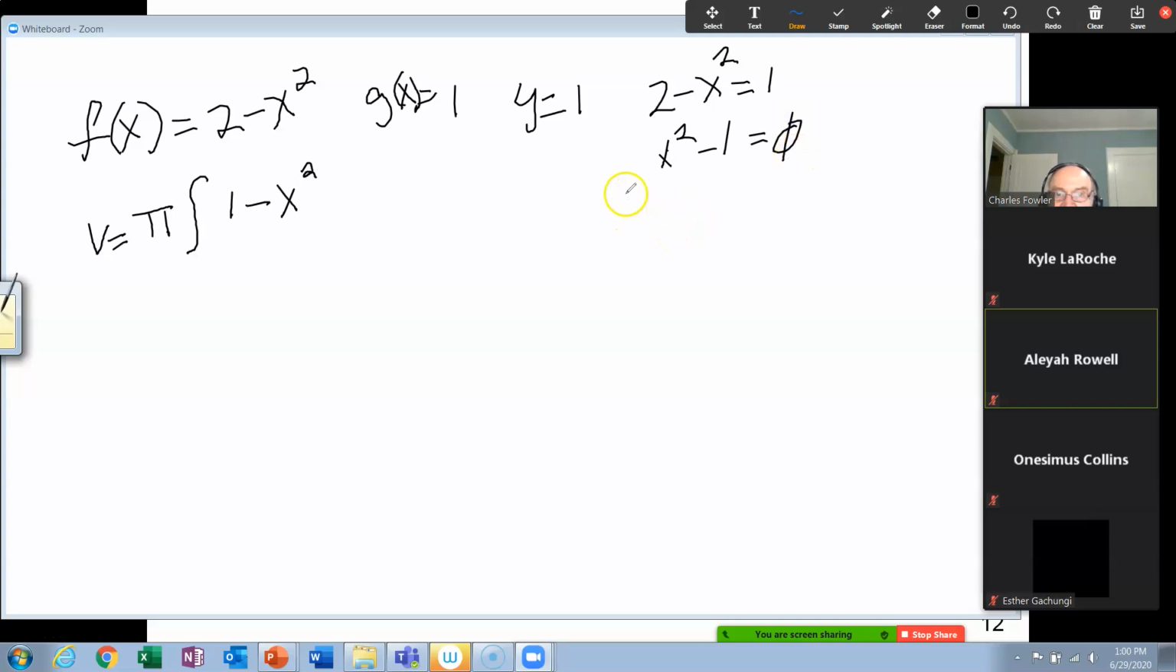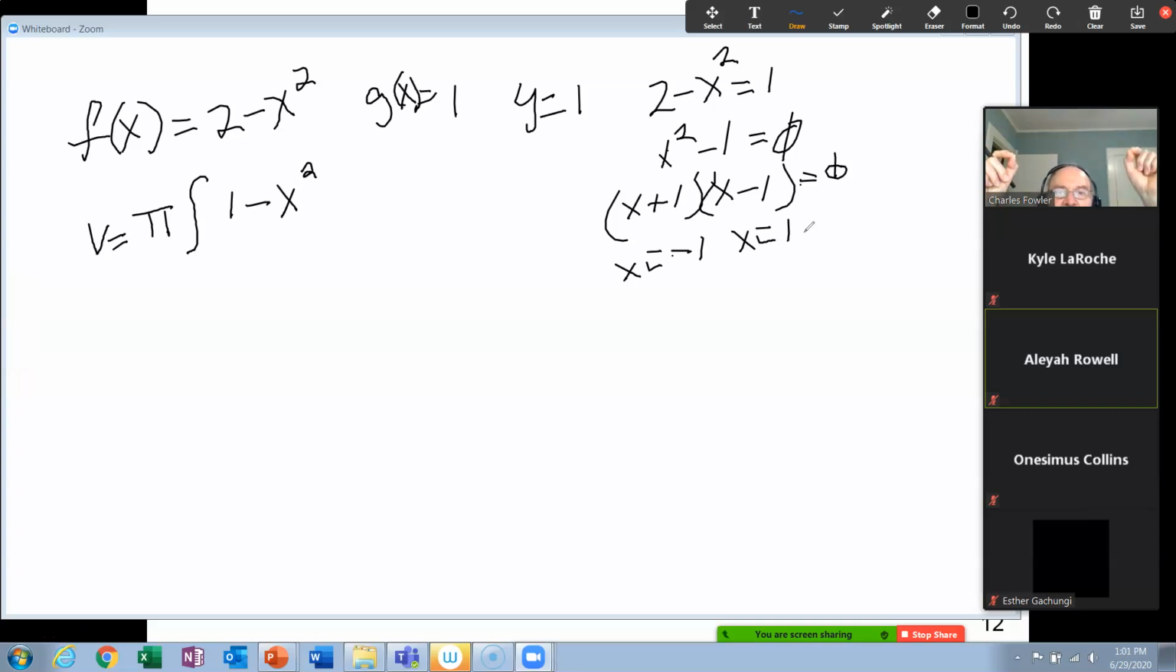What are our limits of integration then? This factors as x plus 1 times x minus 1, and that's equal to 0. This gives us x equal to minus 1 and x equal to plus 1. For some reason, it's not working too well. I don't know if I'm hitting the board too hard. I don't know why it keeps flashing like that. So those are your limits of integration.